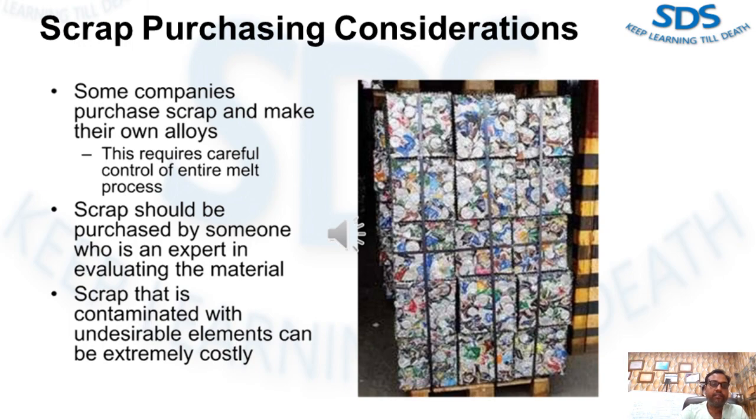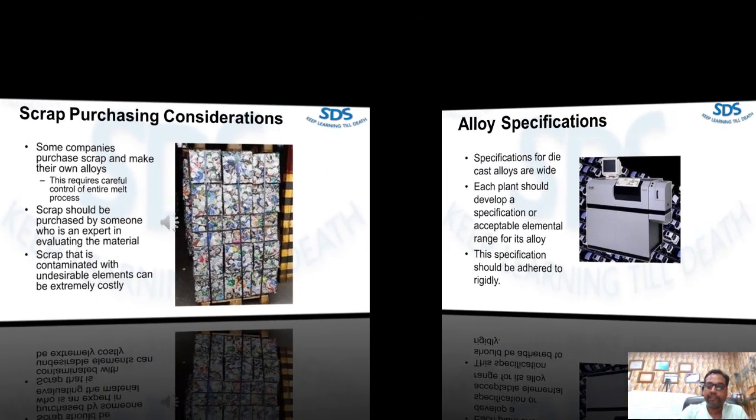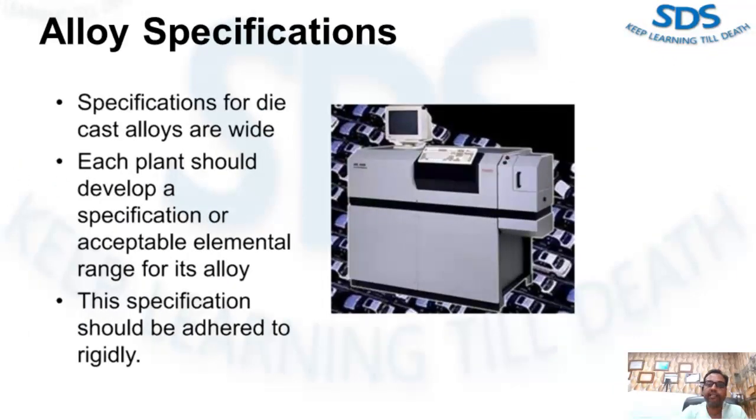Okay, now we talk about the alloy specification. The specifications for die cast alloys are wide, and within those specifications, alloys may possess various casting characteristics. Each plant should develop a specification or acceptable element range for its alloy. This specification should be adhered to rigidly.